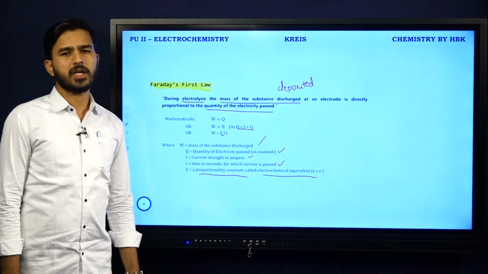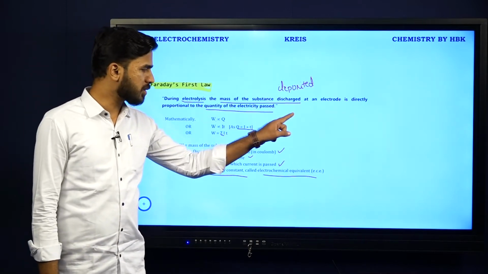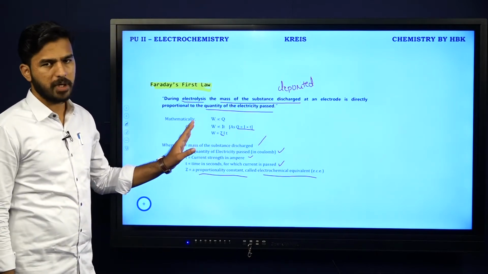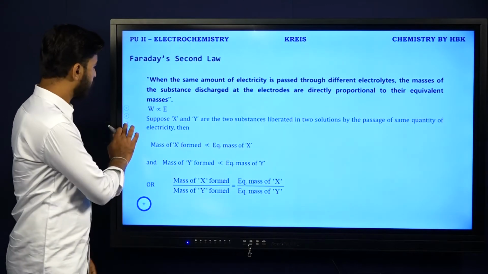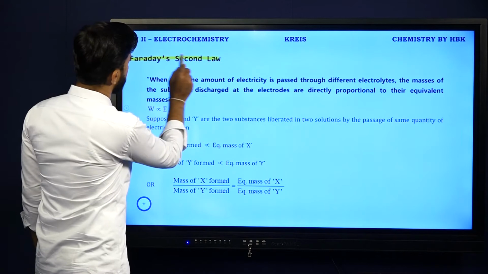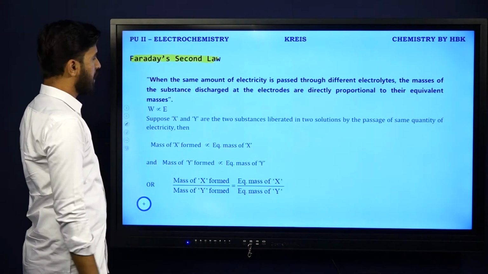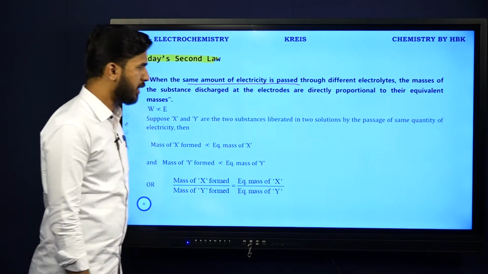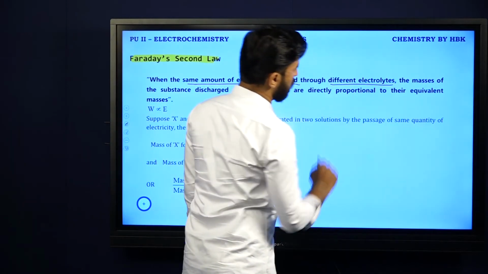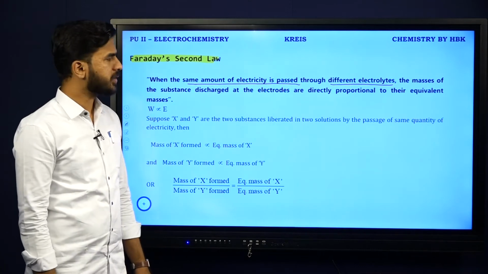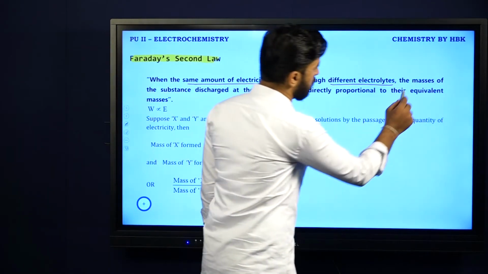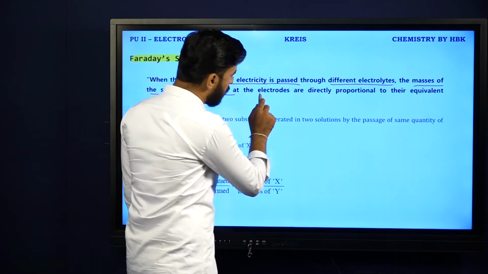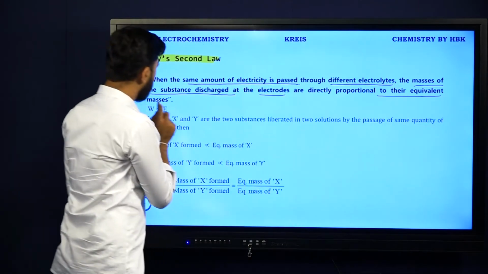Faraday's first law states that during electrolysis, the mass of the substance discharged at an electrode is directly proportional to the quantity of electricity passed. Next, Faraday's second law. Faraday's second law states that when the same amount of electric current is passed through different electrolytes, the masses of the substances discharged at the electrodes are directly proportional to their equivalent masses.